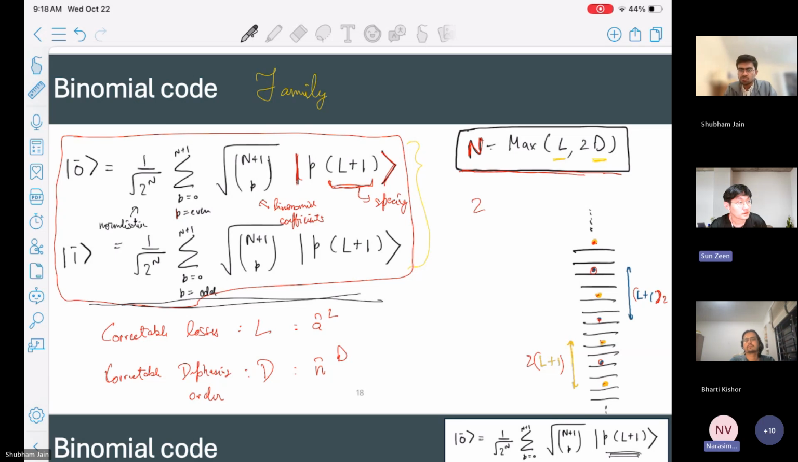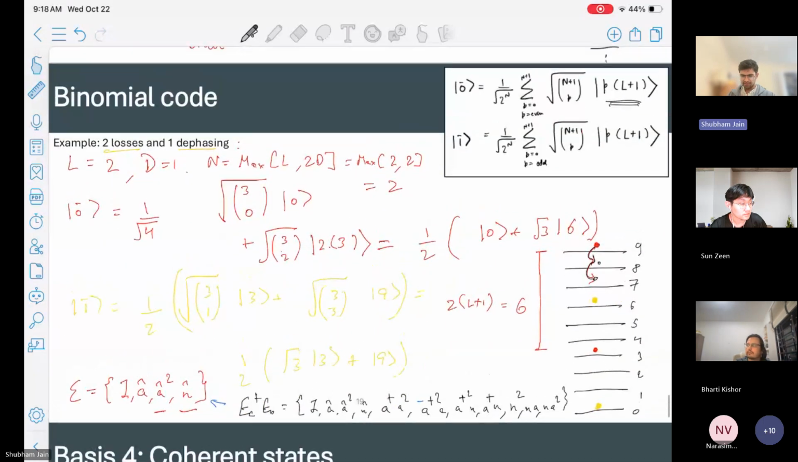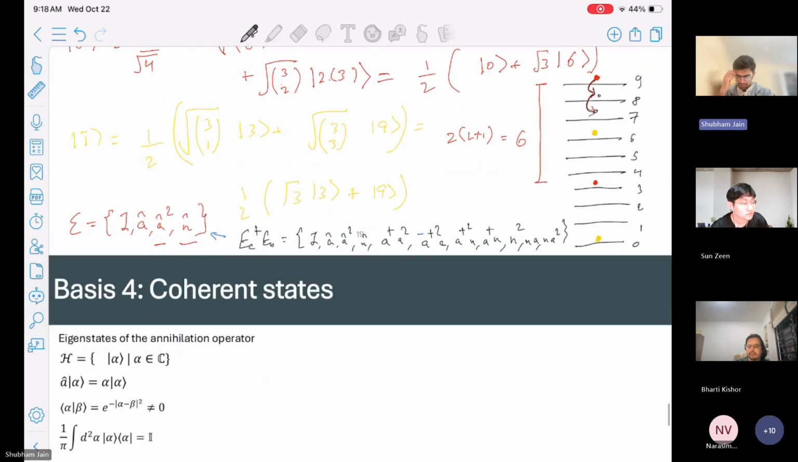So here, you demonstrated how the syndrome measurement tells you about loss errors. What about the dephasing error? Yeah, so the dephasing error is different. You cannot do the same syndrome measurement for the dephasing errors. And how can you measure dephasing?